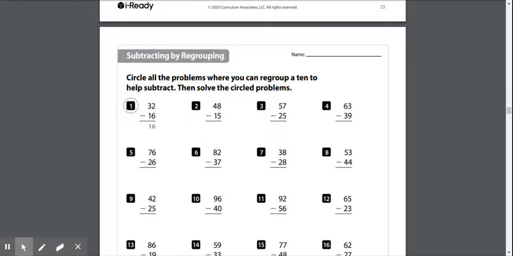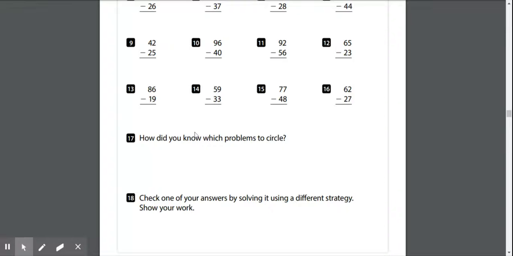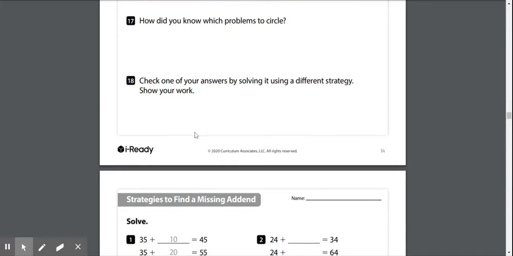So is 5 bigger than 8? No. Is 5 bigger than 7? No. Is 9 bigger than 3? Yes. So you're going to have to circle that and solve it because in this problem, you're going to have to regroup in your tens space right here and solve for the ones. So that's how you're going to do subtracting by regrouping on page number 14.